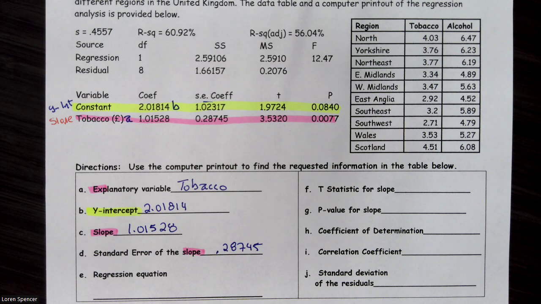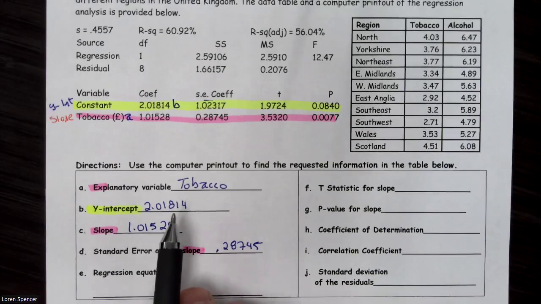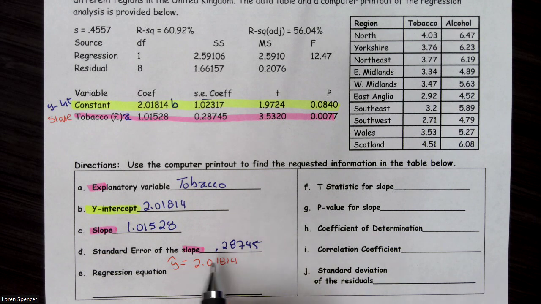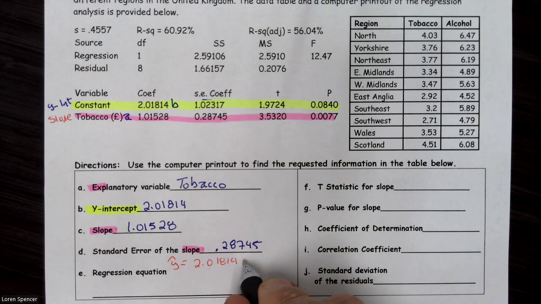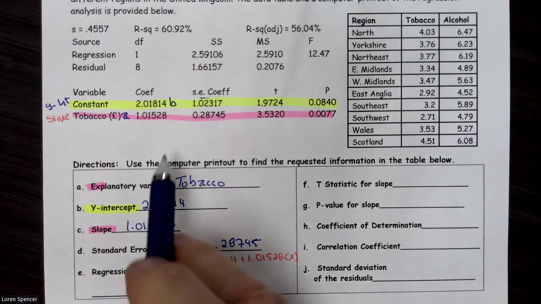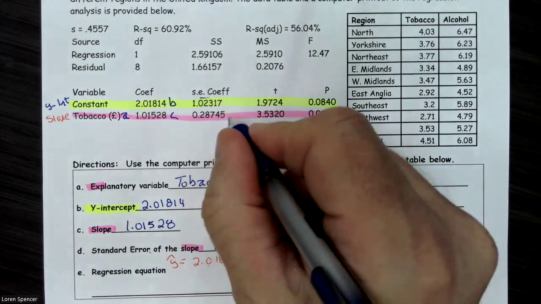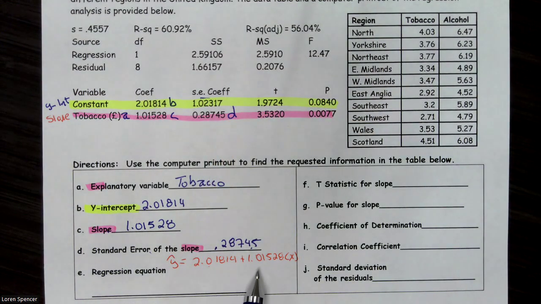Then it asks for the regression equation. Well, there's a couple ways to write the regression equation, and we'll write it technically first, and then we'll use verbiage so we can eliminate definitions. So technically, we'd write y hat equals, our y-intercept is 2.01814, and then our slope is plus 1.01528x. All right. And I need to go back and say, oh, my slope, that was letter C, and my standard error was D. So that's writing it.